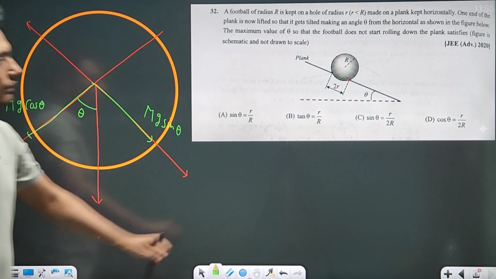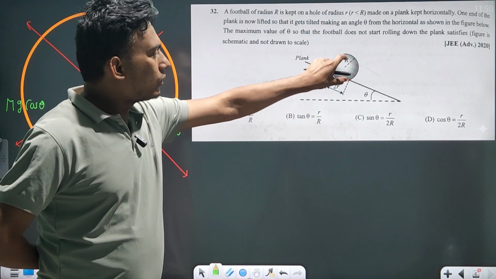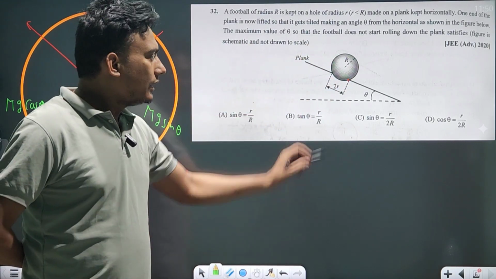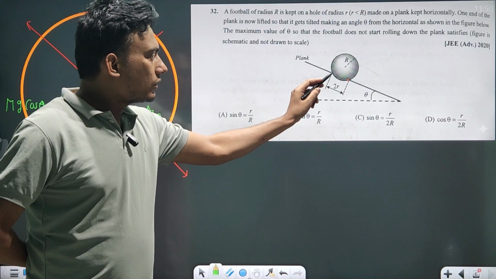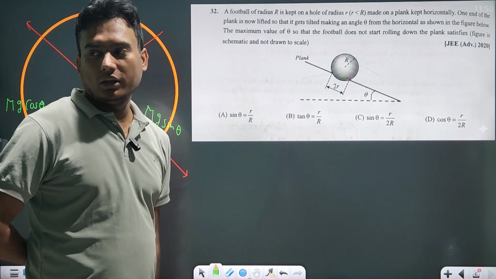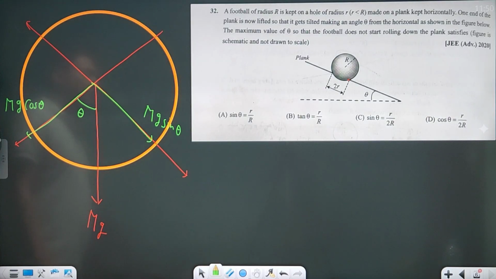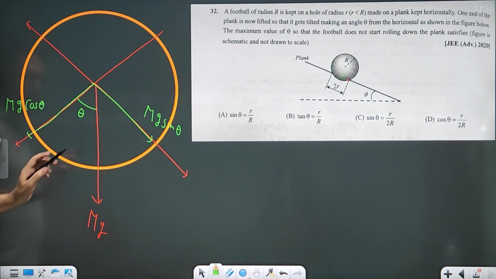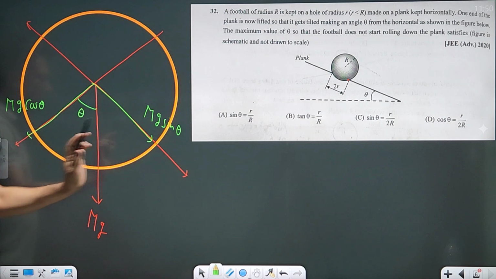Why? Because when the football tries to roll here, then at the maximum condition for theta, this point of contact will be lost, and at this condition the normal reaction will be 0. So I am not considering the normal reaction here, only mg, with components cos theta and sin theta.